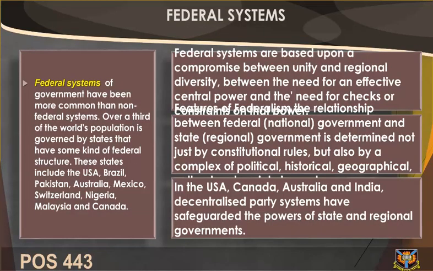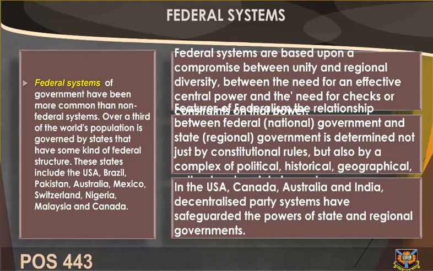Federal systems. Federal systems of government have been more common than non-federal systems. Over a third of the world's population is governed by states that have some kinds of federal structure. These states include the USA, Brazil, Pakistan, Australia, Mexico, Switzerland, Nigeria, Malaysia, and Canada. Federal systems are based upon a compromise between unit and regional diversity, between the need for an effective central power and the need for checks or constraints on that power.